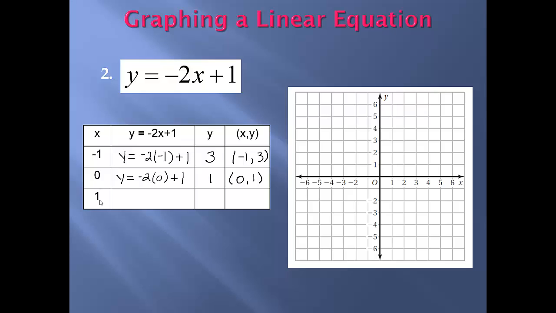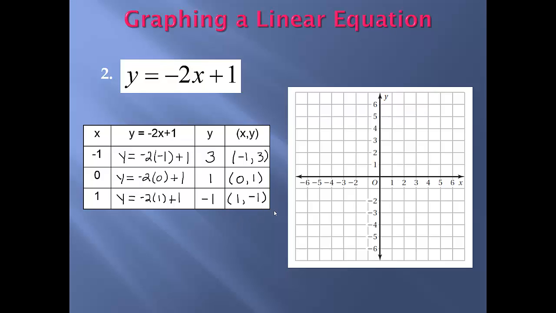And next we're going to plug in 1 for x. So we have y equals -2 times 1 plus 1. -2 times 1 is -2. And -2 plus 1 is -1. So our ordered pair would be 1, -1.